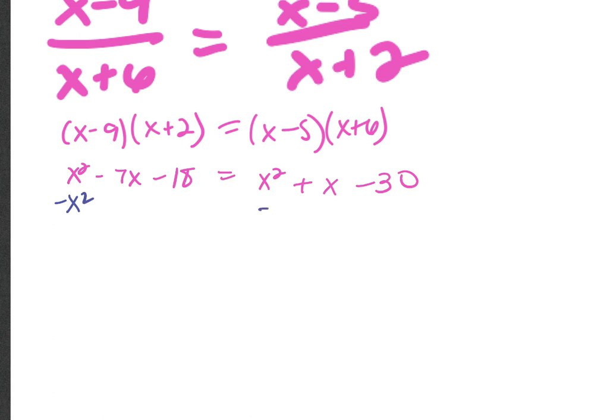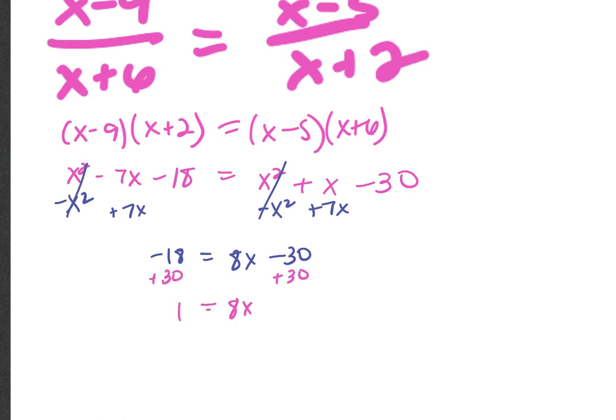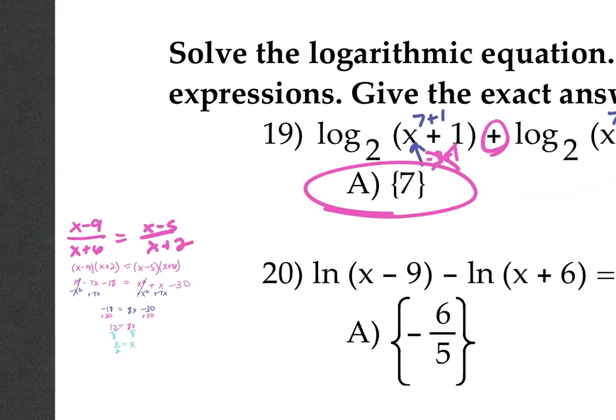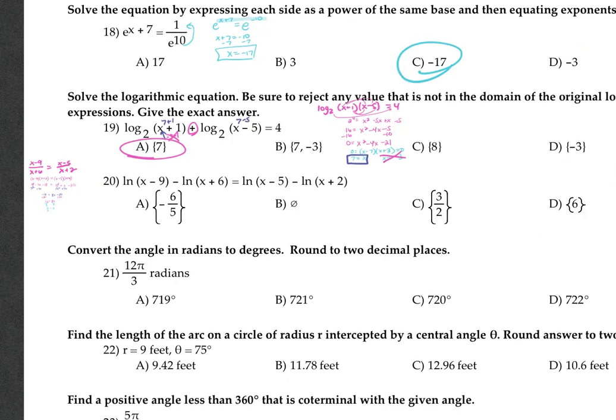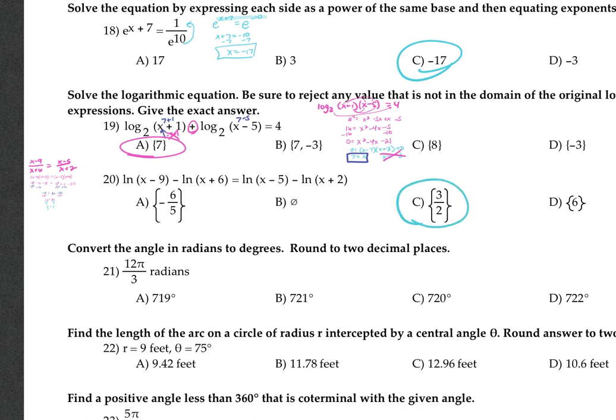Subtract the x squared. It's going to cancel from both sides. Add the 7x. Negative 18 would equal 8x minus 30. Add the 30. 8x would equal 12. Divide both sides by 8. And x is 12 eighths or 3 halves. Again, you can check.